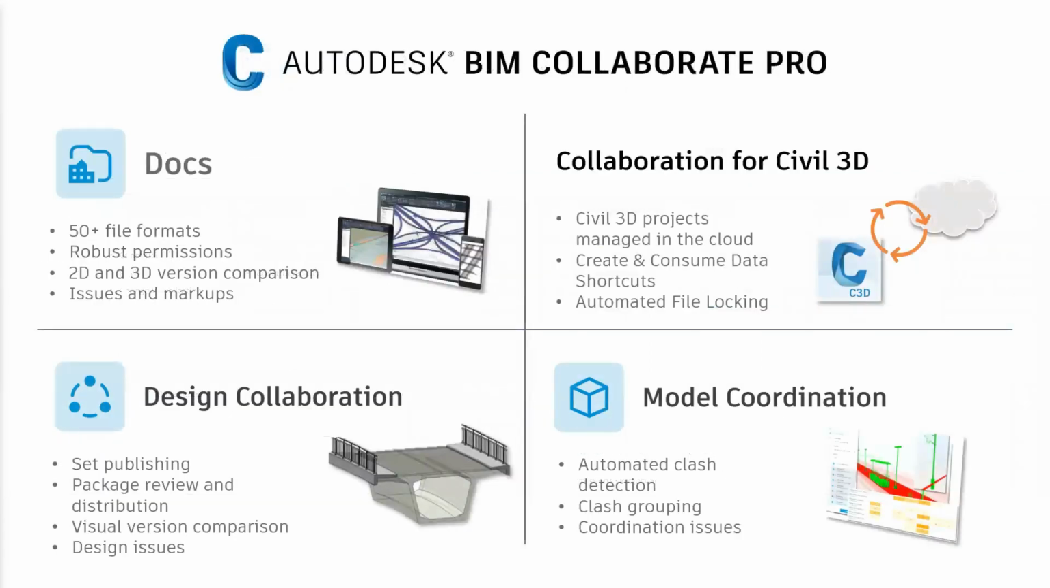So if we put all of these features which are accessible through BIM Collaborate Pro together in one place, it looks like the slide here. So broadly speaking, you can think of each square here as modules within the Autodesk Construction Cloud environment, and what modules you can access is dependent on the license you have. So for BIM Collaborate Pro, you have access to docs, design collaboration and collaboration for Civil 3D, and model coordination.